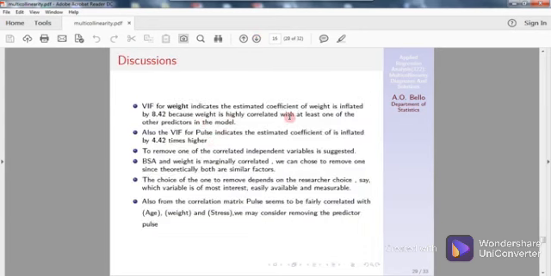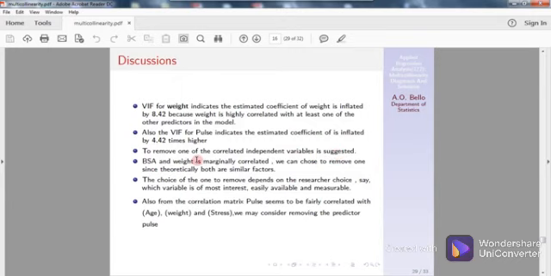So weight is highly correlated with at least one of the other predictors in the model. So that's showing where we are having a problem of multicollinearity. Also, the variance inflation factor for pulse indicates that the estimated coefficient of pulse is inflated by 4.42 times higher. So removing one of the correlated independent variables is suggested.